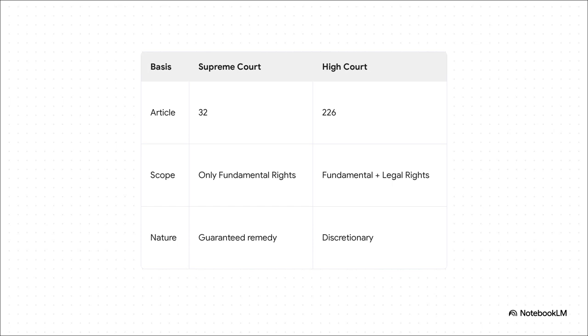Basis, Supreme Court, High Court. For Article, 32 for the Supreme Court, 226 for the High Court. For scope, only fundamental rights for the Supreme Court, fundamental plus legal rights for the High Court. For nature, guaranteed remedy in the Supreme Court, but discretionary in the High Court. Use a ruler or scale. Provide this striking, unassailable visual breakdown. It saves the examiner time and immediately secures you high marks.